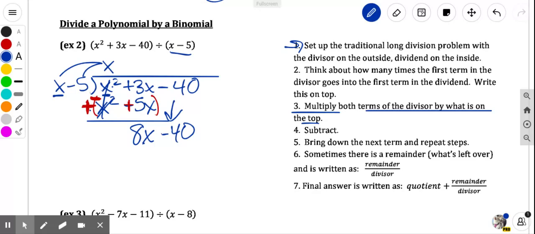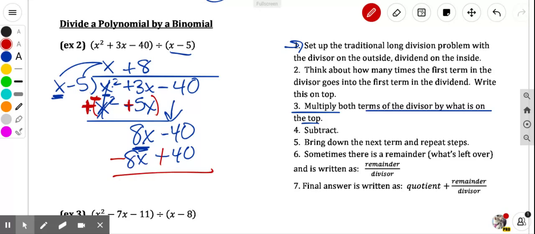So now we just keep doing the same thing. What do we multiply x by to get 8x? And then that goes up on the top. So x times 8 would give us 8x. So an 8 goes up on the top. And then we multiply. 8 times x is 8x. 8 times negative 5 is negative 40. And then when we subtract, we're going to change this sign and change that sign.